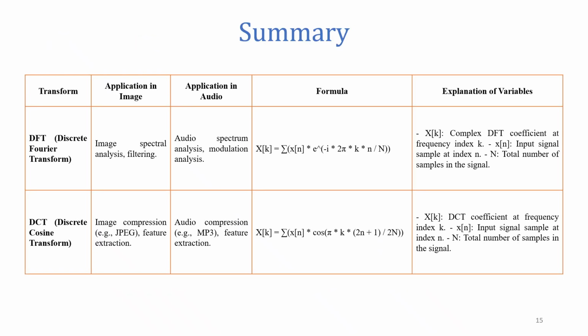So finally, we could see the summary of DFT and DCT. Their main applications are image compression, image analysis, image filtering. And applications in audio are audio spectrum analysis, modulation analysis. For DCT, it has compression, MP3, feature extraction analysis. The formula is given and the explanation of variables is also given correspondingly.